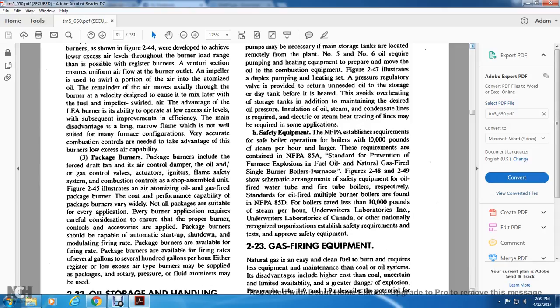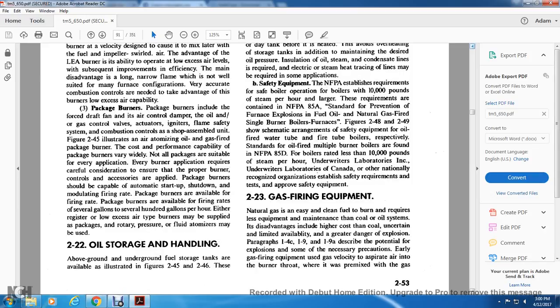Safety and equipment. The National Fire Protection Association established requirements for safe boiler operations. For boilers of 10,000 pounds of steam per hour and larger, the requirements are contained in NFPA 85A, the standard for prevention of furnace explosions in fuel oil and natural gas fired single burner boilers and furnaces. Figures 248 and 249 show the schematic arrangement of the safety equipment for oil-fired water tube and fire tube boilers respectively. Standard oil-fired multiple burner boilers are found in NFPA 85D. For boilers rated less than 10,000 pounds of steam per hour, Underwriters Laboratories Incorporated and Underwriters Laboratories of Canada are another internationally recognized organization establishing safety requirements, testing, and approving the safety requirements.